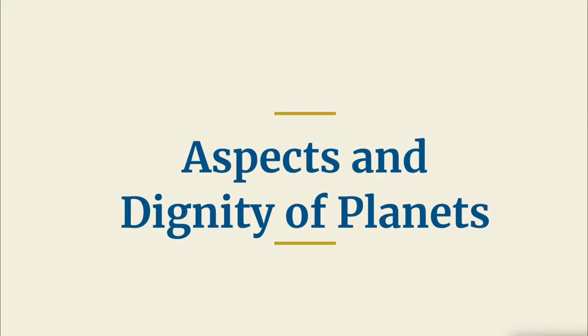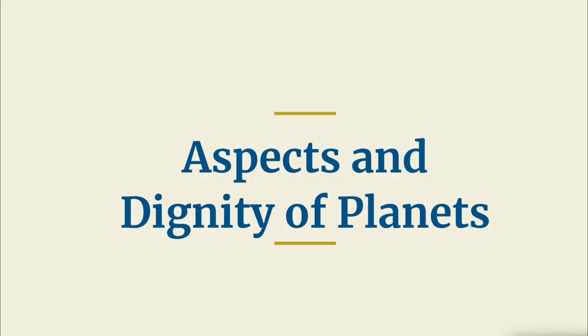About aspects of the planets, we covered the seventh aspect of all the seven planets. Then we also studied the special aspects of Mars, Saturn, and Jupiter. Right? These three have special aspects. And then we also studied the partial aspects.